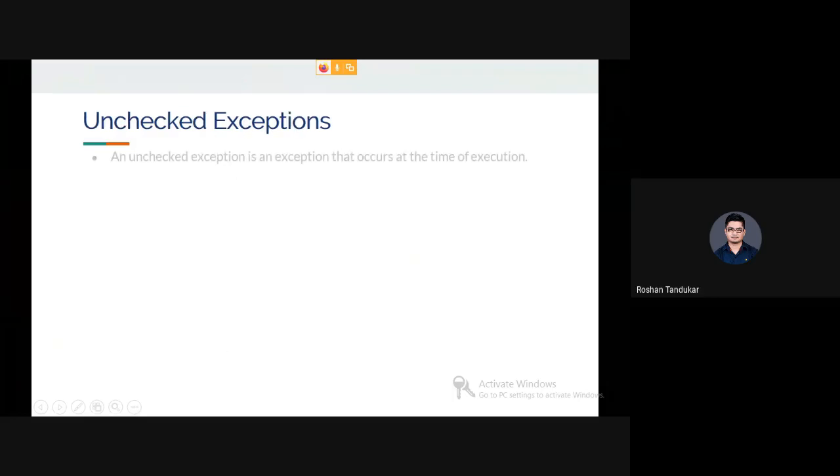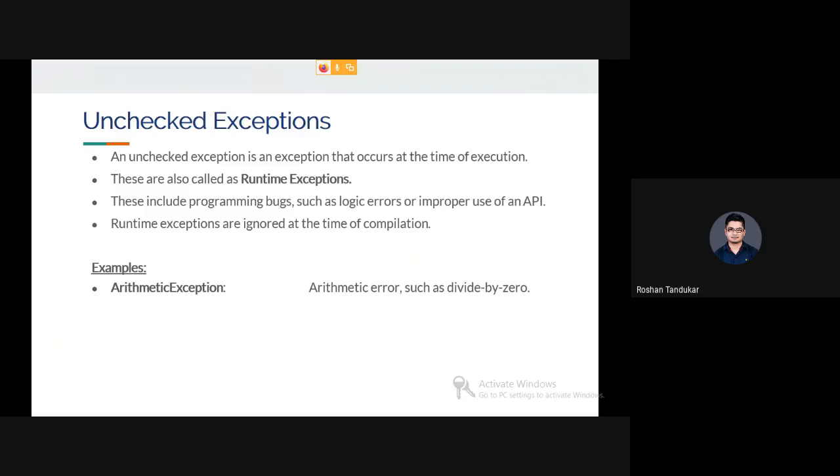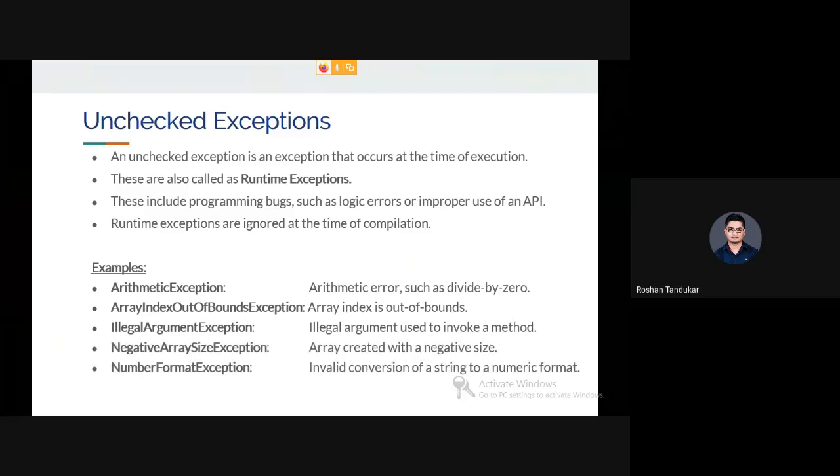Next, unchecked exceptions. Those are the exceptions that will be identified at the time of what? Execution. The simple example I have given before: for example, you are dividing a number by 0. Then what will happen? At compile time there is no error because both numbers are fine. But during execution, dividing by 0 will create an error.